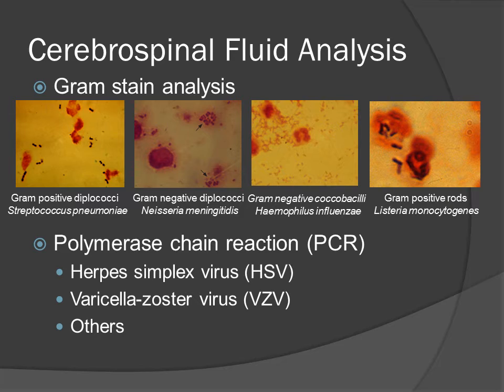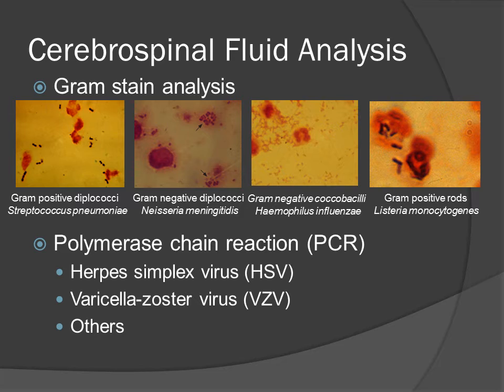Gram-positive diplococci, which is basically 2 cocci that look like they're stuck together, are indicative of Strep pneumoniae. Gram-negative diplococci are indicative of Neisseria meningitidis. Gram-negative coccobacilli are indicative of Haemophilus influenzae. And gram-positive rods, when they look like this, are indicative of Listeria monocytogenes. So gram stain is one tool that we use.